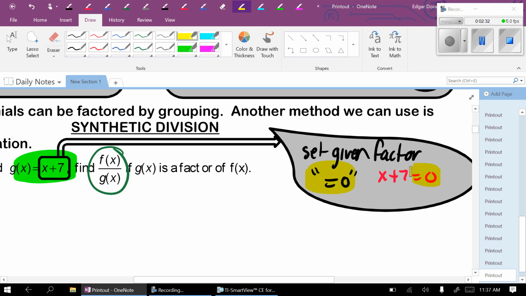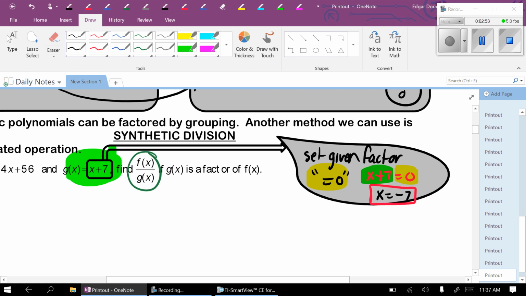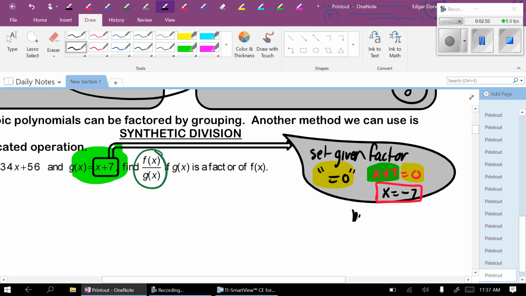So I did exactly what I was told right here. I set the given factor, which was x plus 7 from over here, equal to 0. Well, if I subtract 7 from both sides, I get x equals negative 7. So what am I going to do with that negative 7? Well, I'm going to call it my box number.